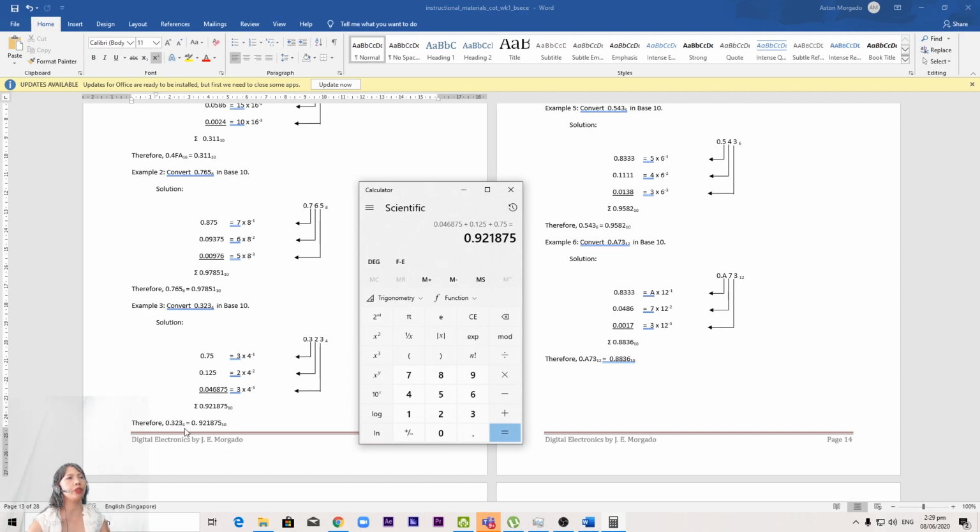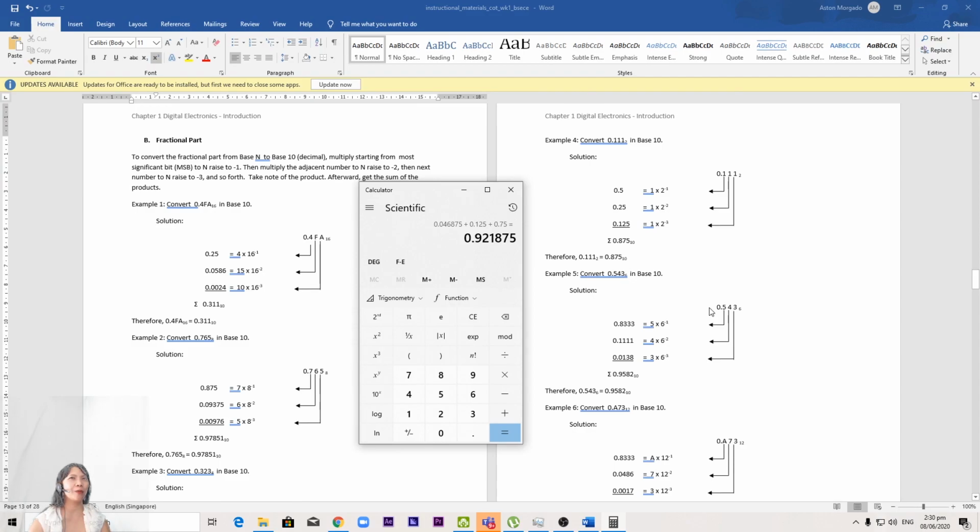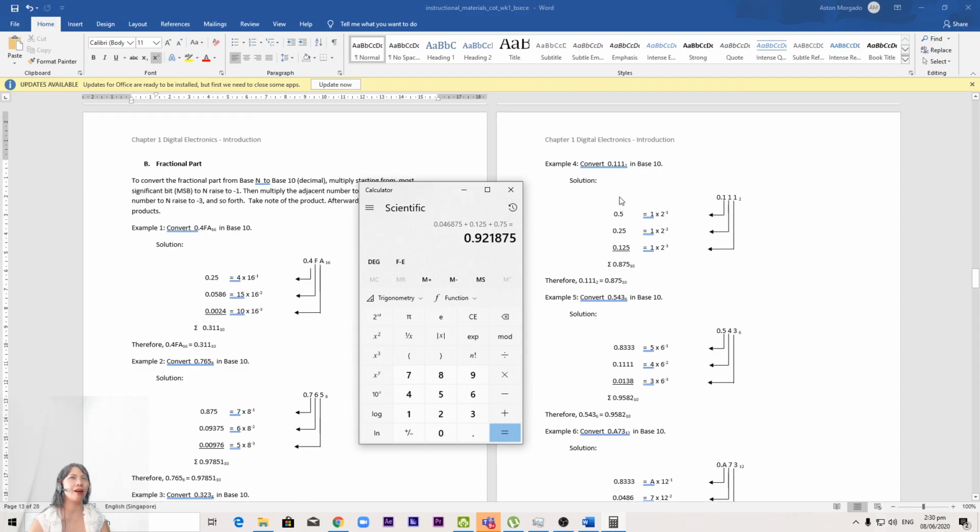So therefore 0.323 base 4 is 0.921875 base 10. Are you still there? Wake up, wake up!